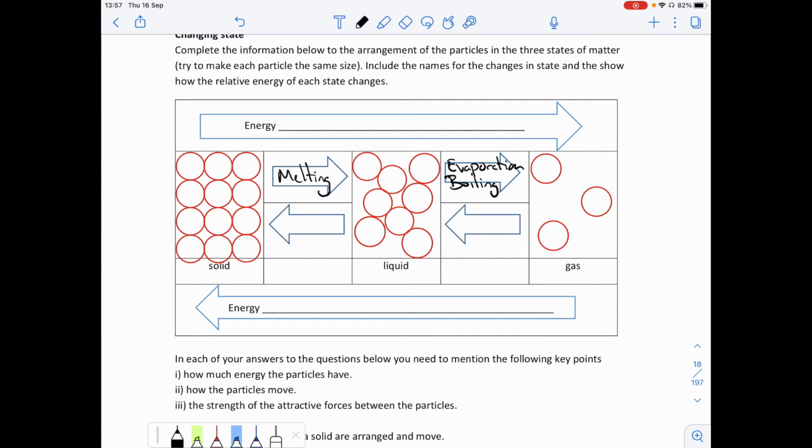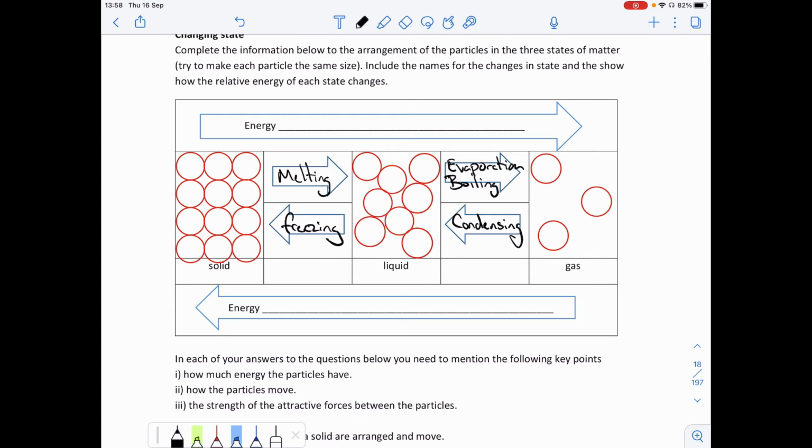We then go from gas. We're going to come backwards now. We're going to go from gas to liquid. So we're going to cool this down. Cooling this down to make this change happen is called condensing. And we go from liquid to solid. So we take water and we make it into ice. That process is freezing. Okay.